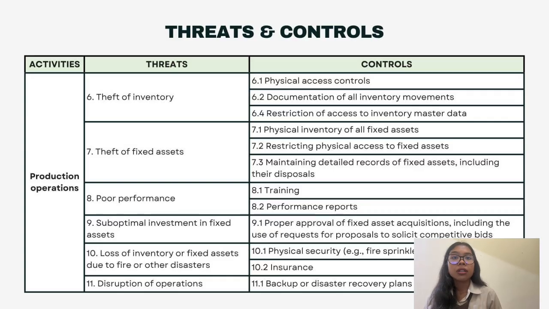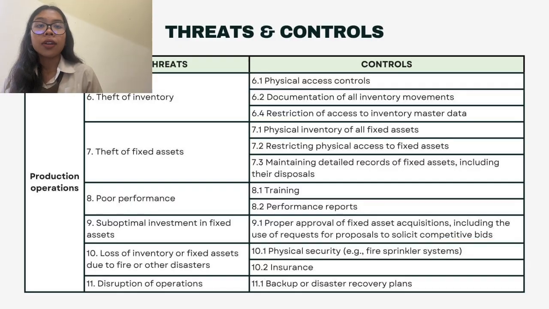For the control is physical security, e.g. fire sprinkler system, and insurance. And the last is disruption of operations. For the control is backup.